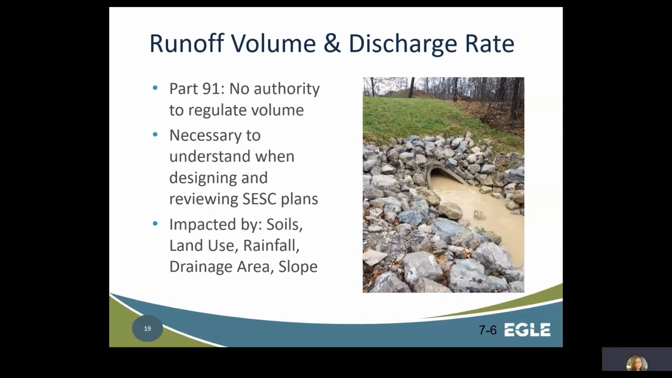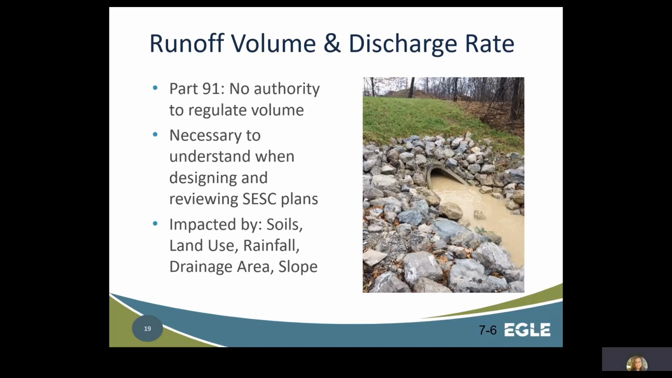It is important to note that Part 91 does not provide any authority to regulate the volume of runoff. However, the volume of runoff is just as important as the rate of discharge of runoff because this information is necessary to select the appropriate SESC measures for a site.